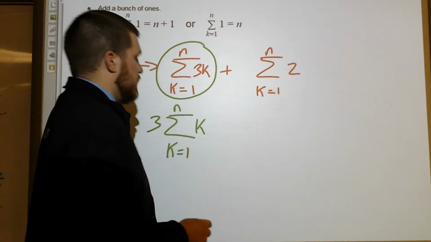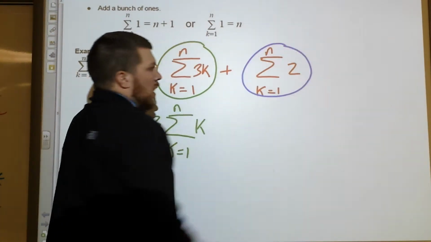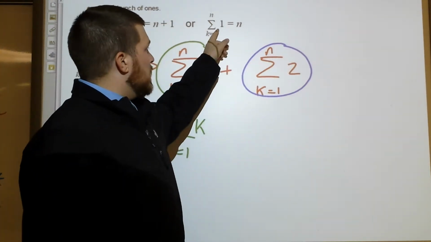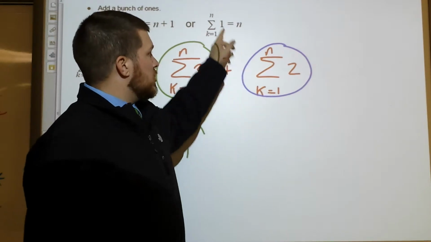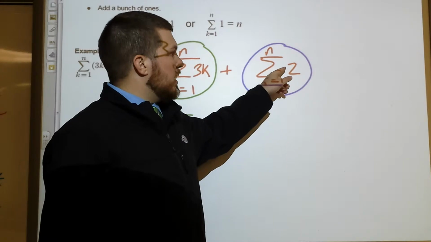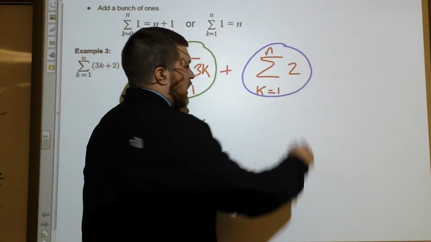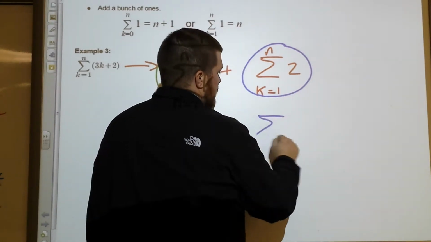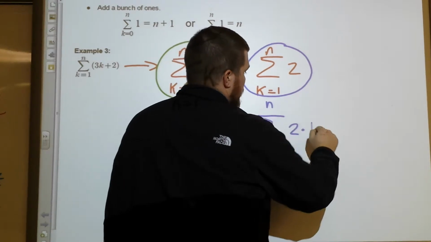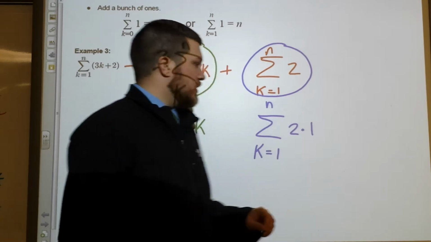Okay? Now for this one, I don't have a rule to add up a bunch of 2's, but I do have a rule to add up a bunch of 1's. If I start with the first term, a bunch of 1's becomes n. So what I need to think about is how can I rewrite 2 so that I can apply this rule. So, I'm going to call this sigma k equals 1 to n of 2 times 1. Because we know 2 times 1 is 2. That's an easy trick, no big deal.